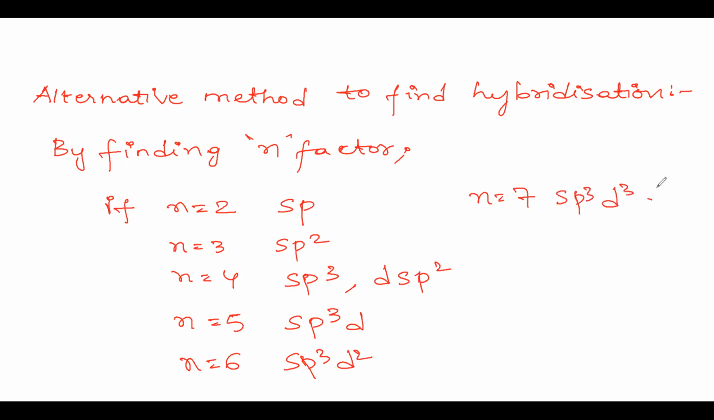So how to find the n factor? Just by adding bond pairs and lone pairs. If any lone pairs are there, we have to add them. So n is equal to the sum of bond pairs and lone pairs in a molecule.